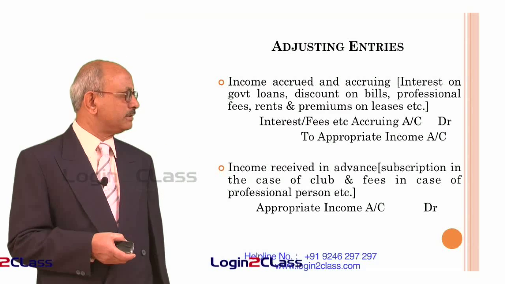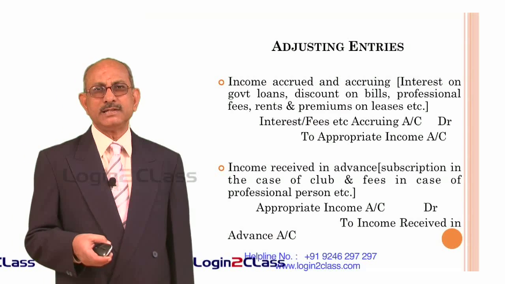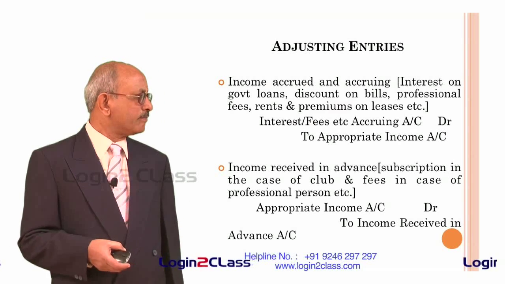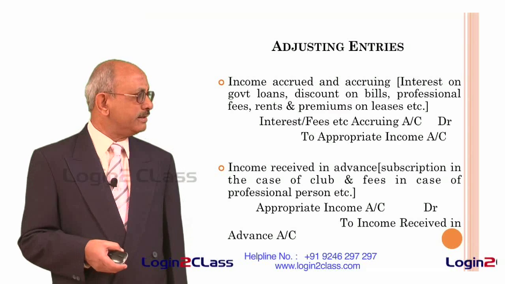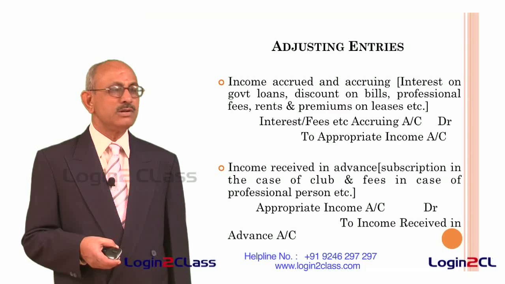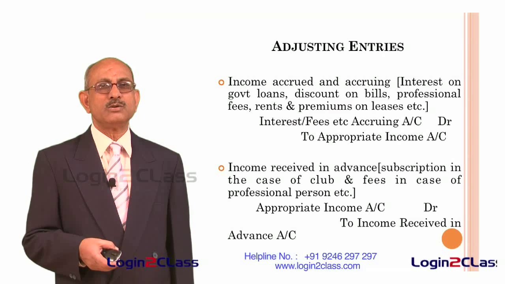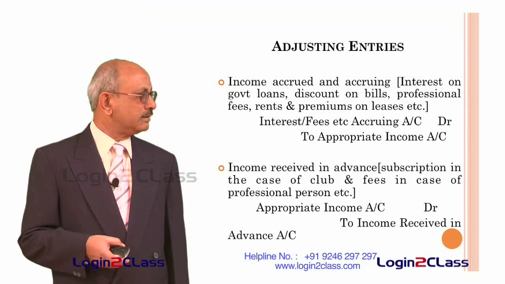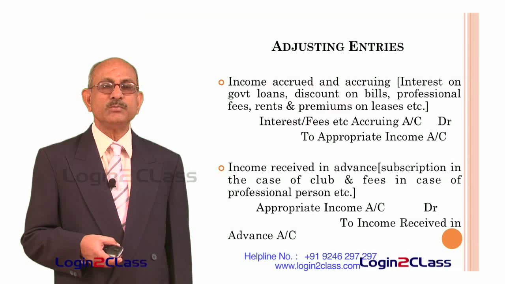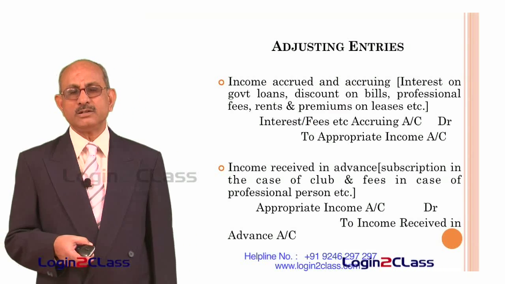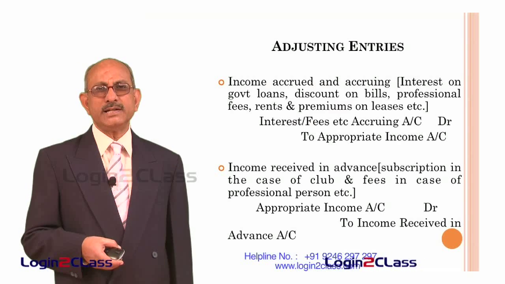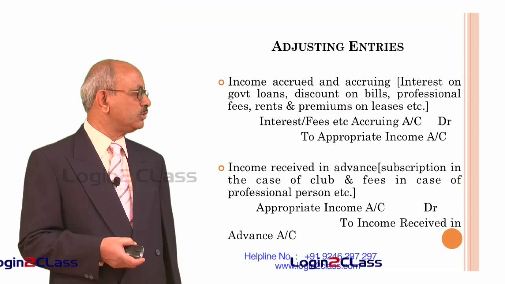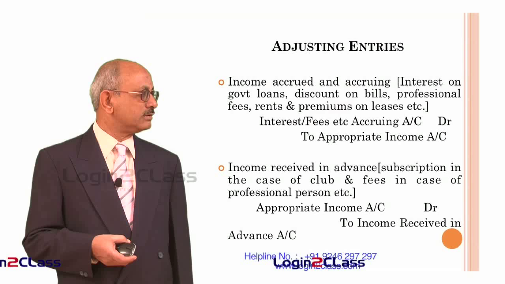In respect of both these types of income, we need to again pass adjusting entries like we did in the case of expenses. In the case of the first one, income accrued and accruing, we have to debit what is known as the interest accruing account and credit the appropriate income account. That means, let us say if you have made interest on government securities which has accrued to you, but normally government pays interest only at half yearly intervals in the month of June and December. So if you are going to get interest in June, for the first 3 months that interest is accrued to you, but you have not received it. So you credit it to that interest account. So that is taken as income.